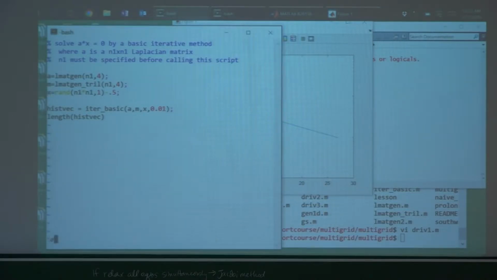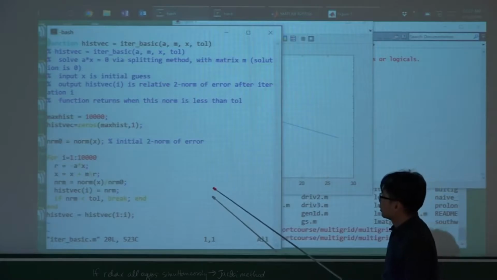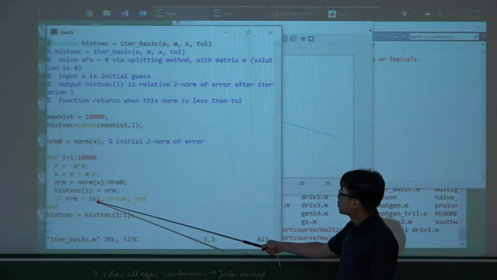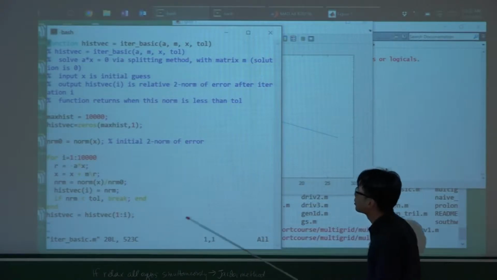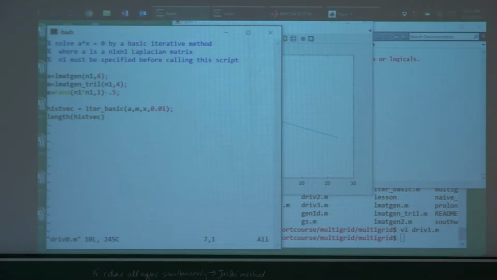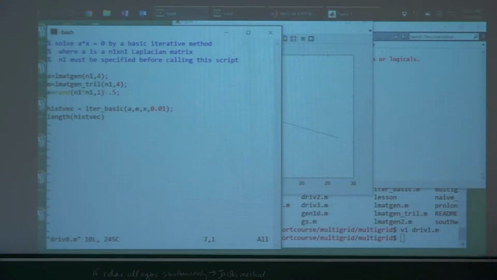Well, we could look at the iter basic function. It's stopping when the norm is less than a tolerance, and the tolerance that I set in the previous picture was just two orders of magnitude. So that was 27 iterations, and we can try to do a larger problem.